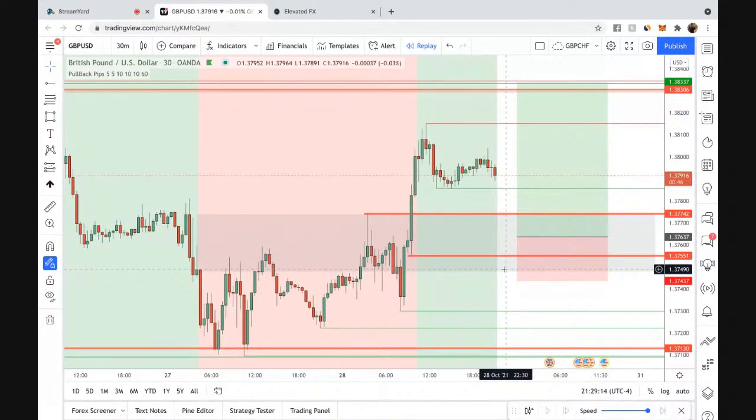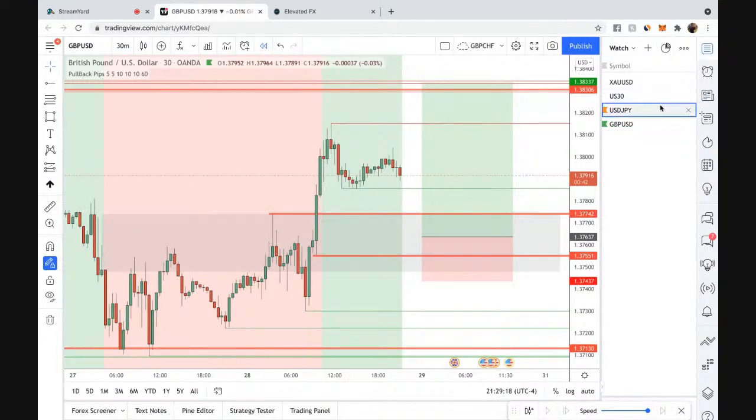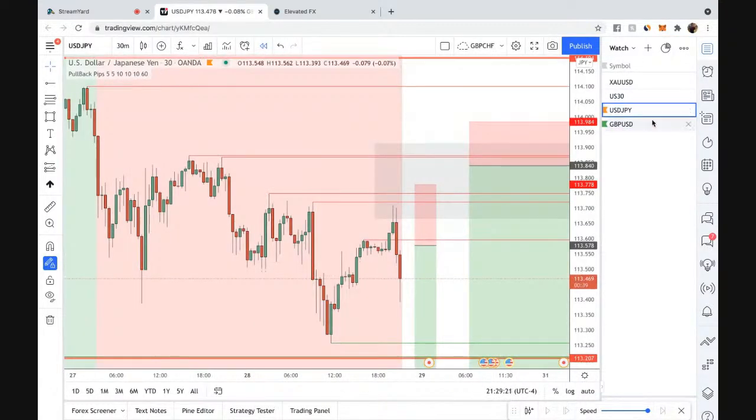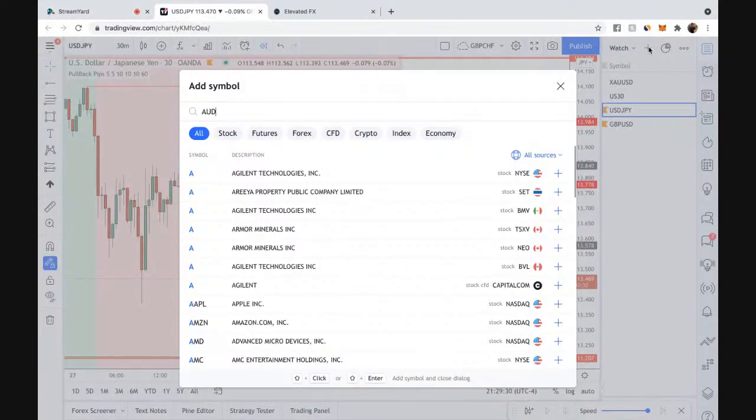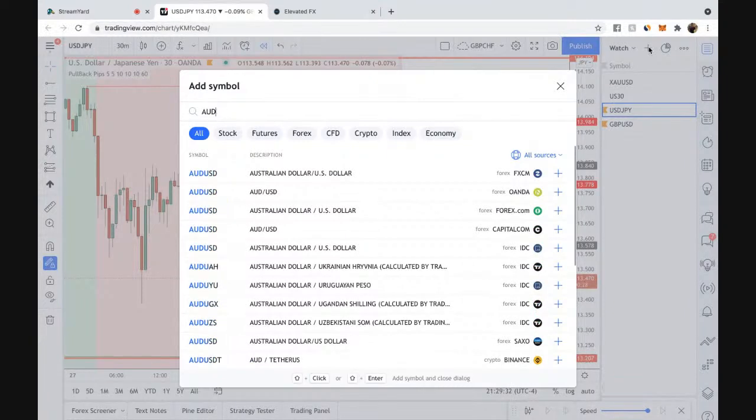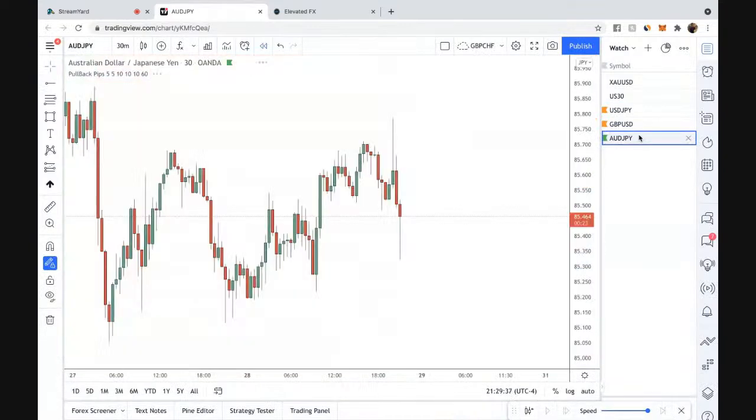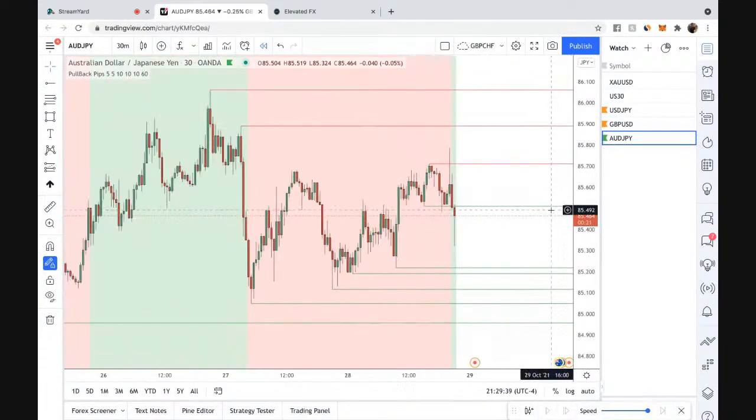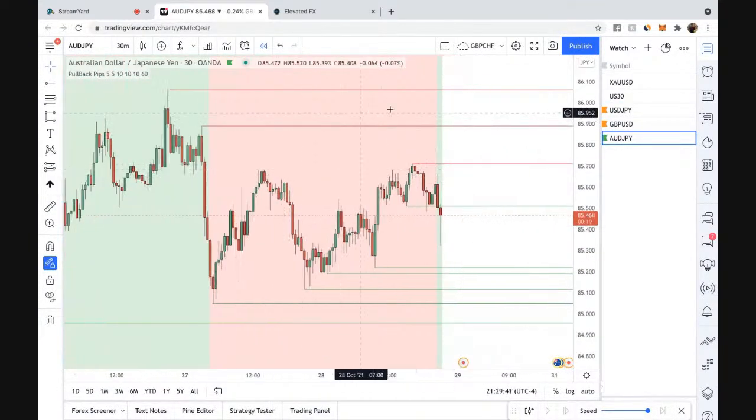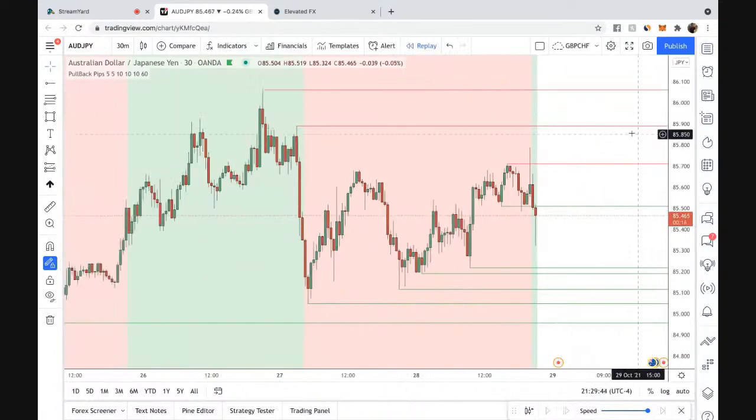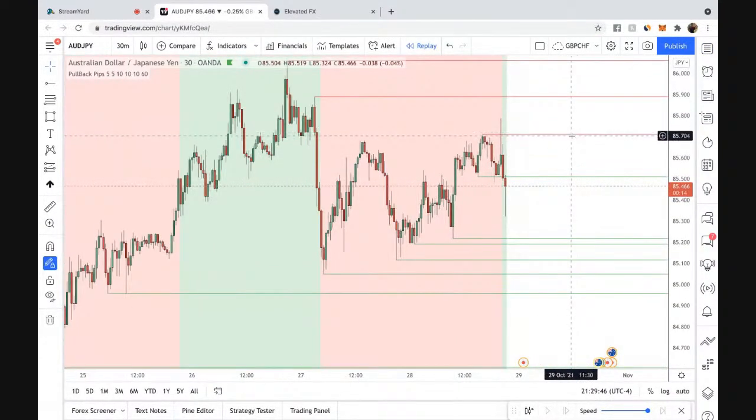That's actually pretty juicy with GBP USD, right? All right. Those are two good juicy charts. What else is everybody looking at? AUD JPY. Let's check that one out. All right, so this one's interesting. Okay, let's look at it. This is interesting.